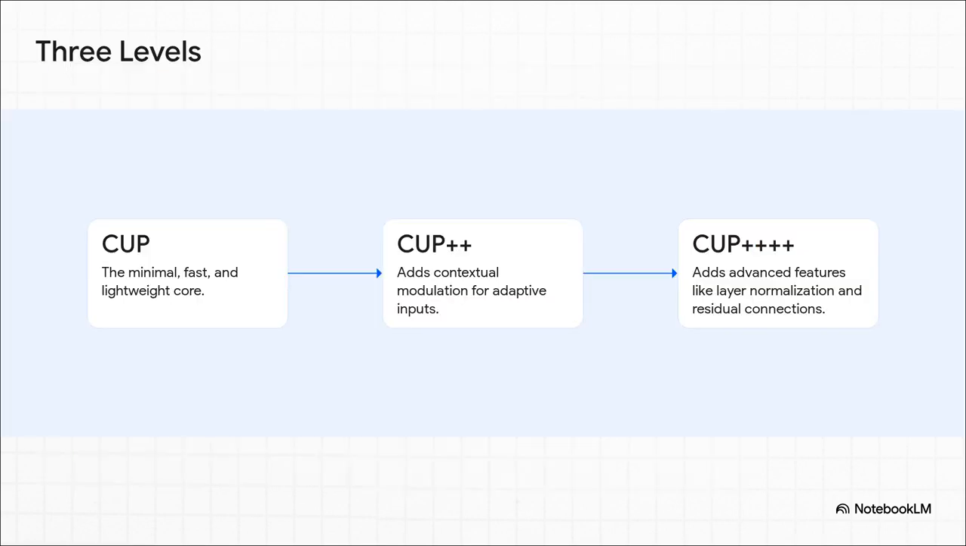Now, the first version, what they call CUP 1.0, isn't just one thing. It's more like a family of architectures that kind of build on top of each other. You've got your basic CUP, which is super fast and lightweight. Then you can level up to CUP++, which adds this cool ability for the system to adapt its thinking based on the context. And then you get to CUP+++, and yeah, that is 4 plus signs, which brings in the heavy-duty stuff, the advanced deep learning techniques you usually only see in these giant, massive neural networks. So it's like a tiered system.